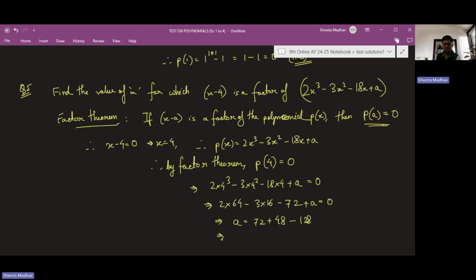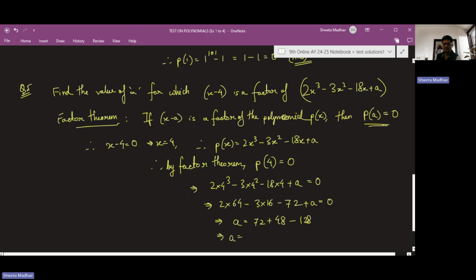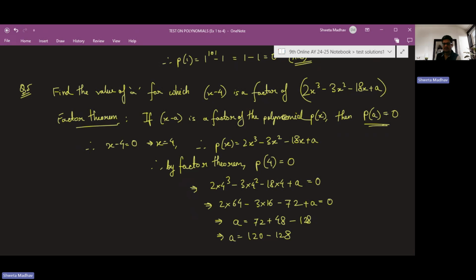So therefore a will be equal to 72 plus 48 is 120, so 120 minus 128. So that would be a equal to -8. So -8 is the required value. So -8 is the answer.